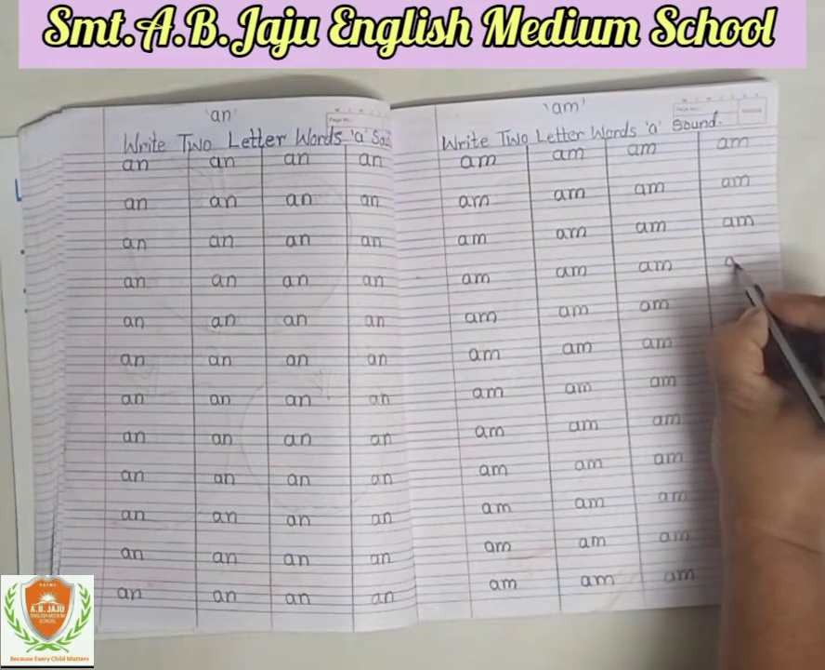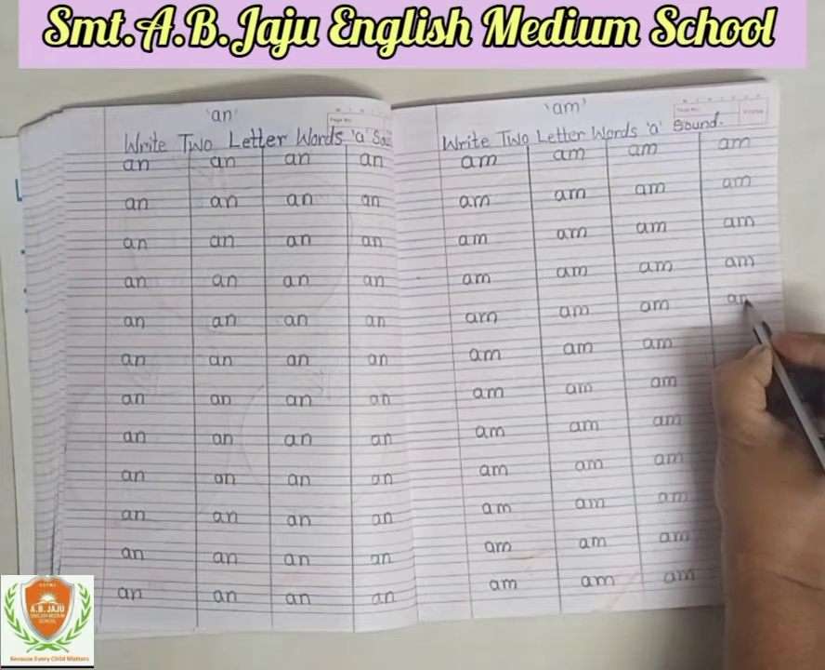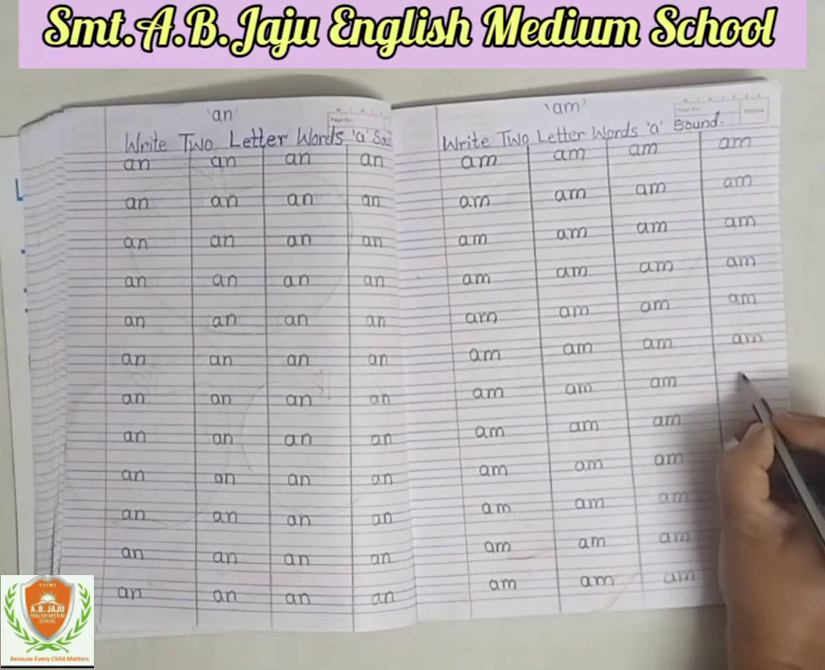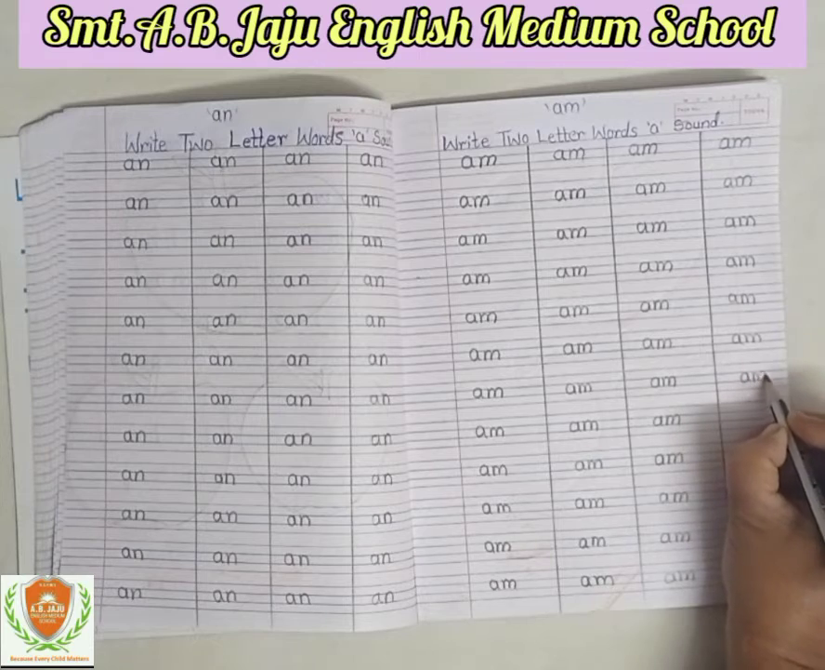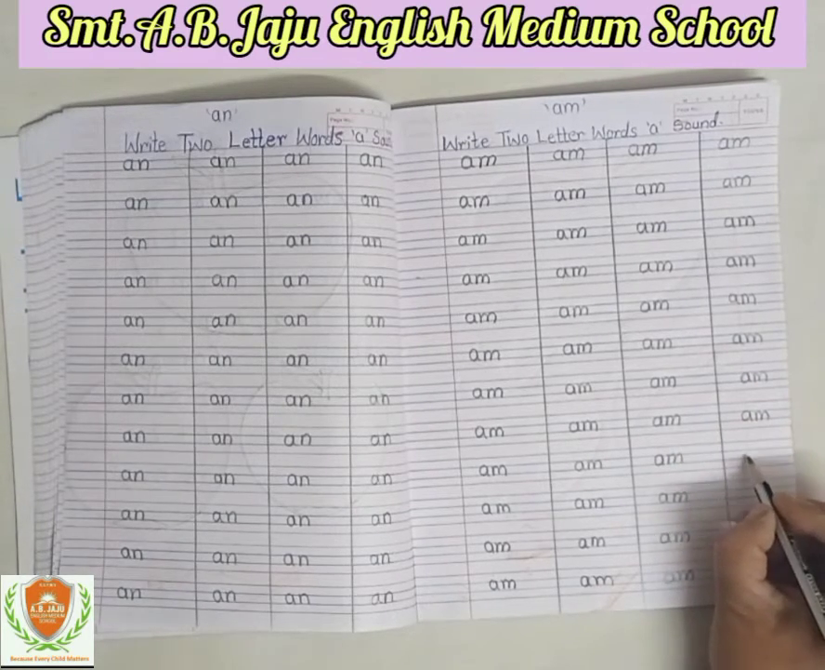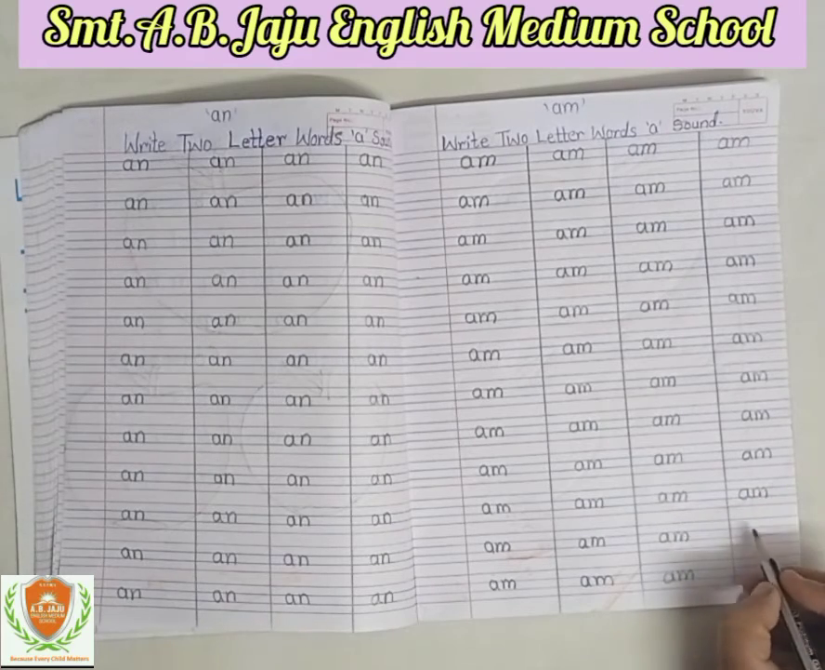A sound is a long sound. A, M, sound of M is M, AM. A, M, AM. Writing should be neat and clean. Write down between two blue lines.